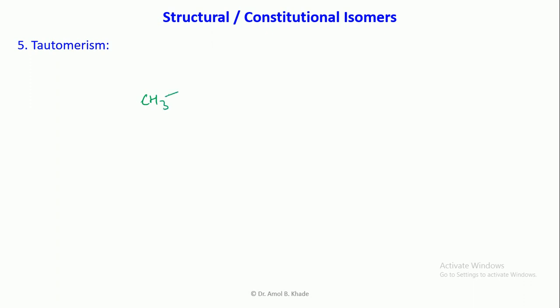CH3, then C double bond O, then there is a CH2, and then again CH3. In this case, this is an alpha carbon, and this is an alpha carbon, so these are two alpha hydrogens and these 3 are alpha hydrogens. So 5 alpha hydrogens are possible in this structure. Now in this case, which form is this? This is a keto form, right?